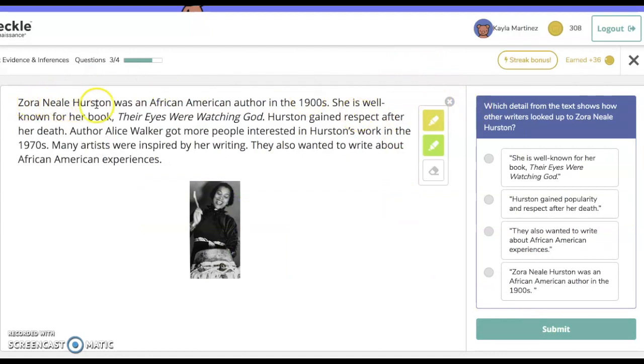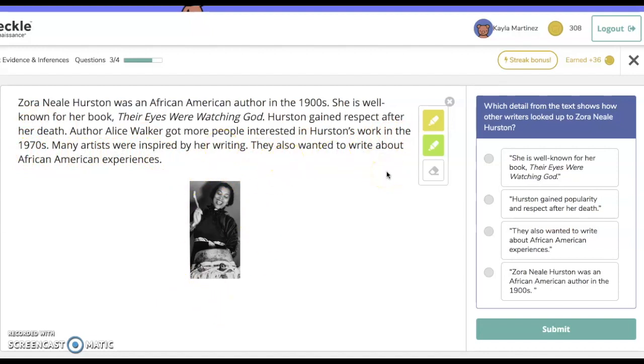Zora Neale Hurston was an African-American author in the 1900s. She is well known for her book, Their Eyes Were Watching God. Hurston gained respect after her death. Author Alice Walker got more people interested in Hurston's work in the 1970s. Many artists were inspired by her writing. They also wanted to write about African American experiences. And then here's a picture of her.